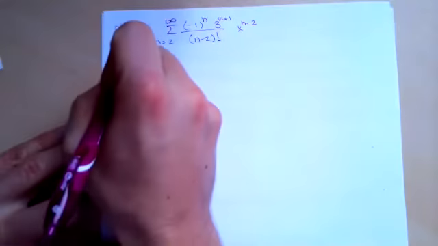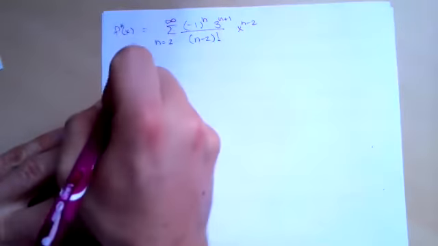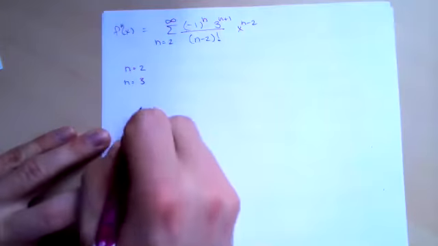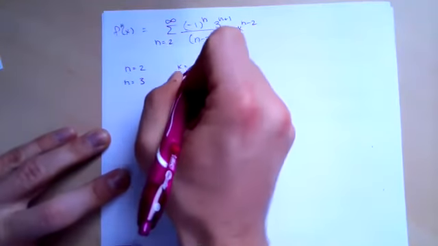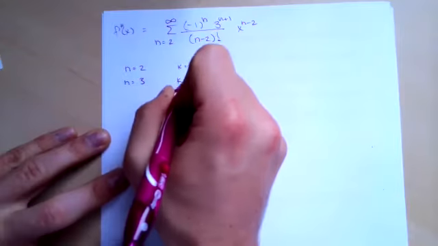So again, you can write out some of this if you want. n equals 2, n equals 3. It's going to go up. And what do we want? We want k to start at 0 and then go up to 1.